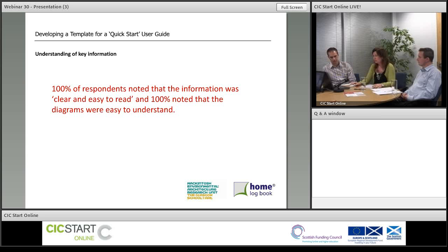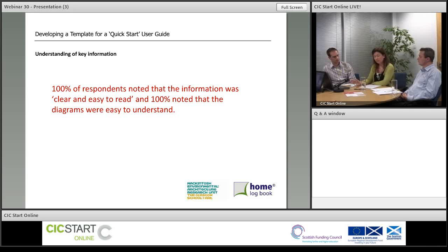Overall, the understanding of key information gave a fantastic result. 100% of respondents noted that the information was clear and easy to read, and that the diagrams, again, were very, very easy to understand. So this was quite important, especially when we think that a section of our survey sample didn't have English language, so they maybe weren't able to read some of the accompanying text. So all the diagrams certainly seemed to be very easy to understand. Some of the comments included the colour coding of the sections made it very easy as a point of reference. The text itself was easy to read and not too technical.